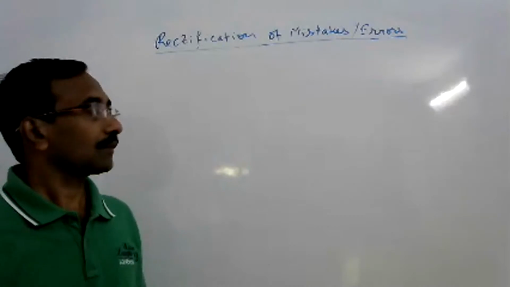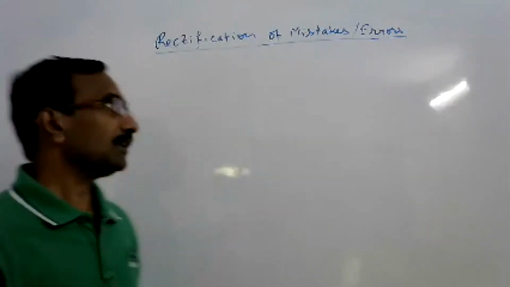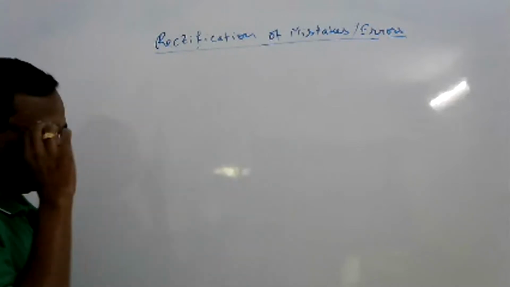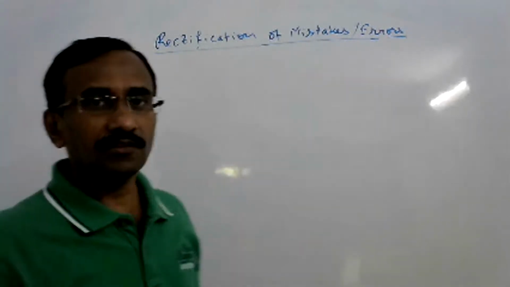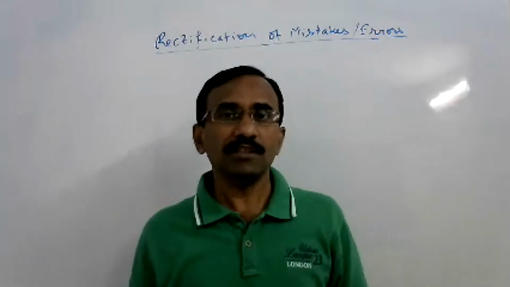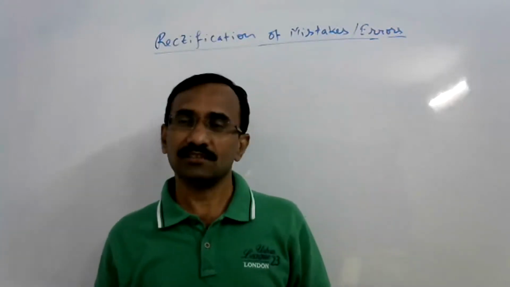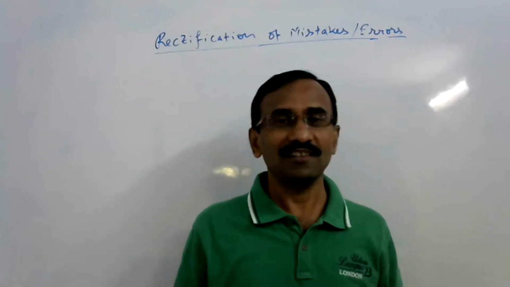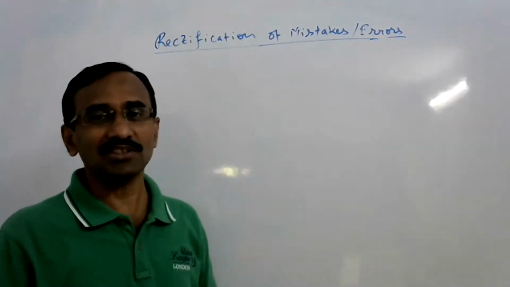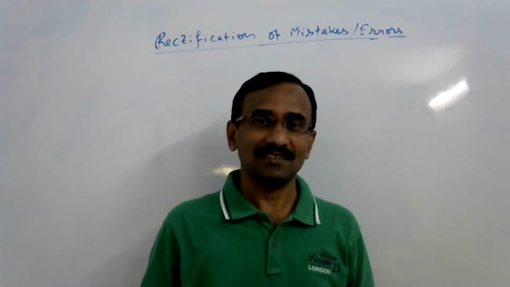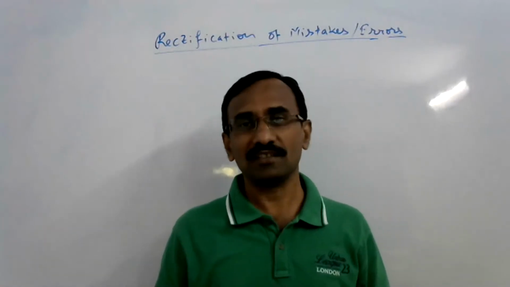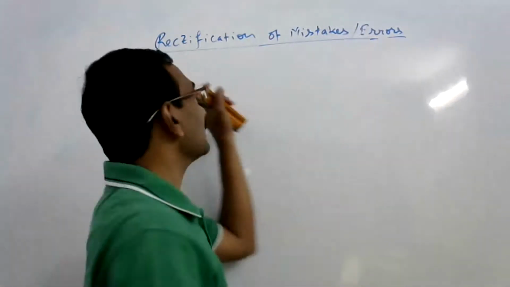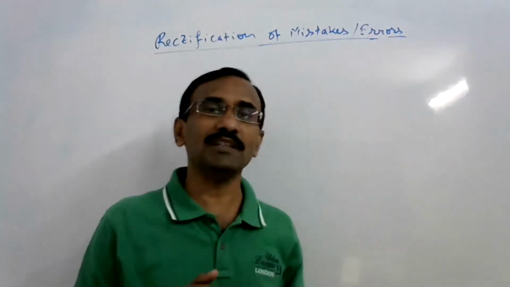Today, we are starting with rectification of mistakes, oblique errors. Now, an accountant, being a human being, may make certain mistakes. But what is the difference between mistakes and errors? Because our head is rectification of mistakes, oblique errors.